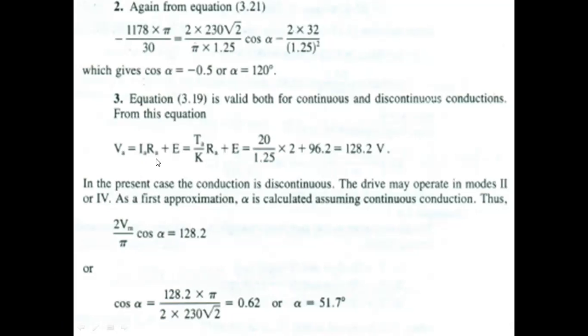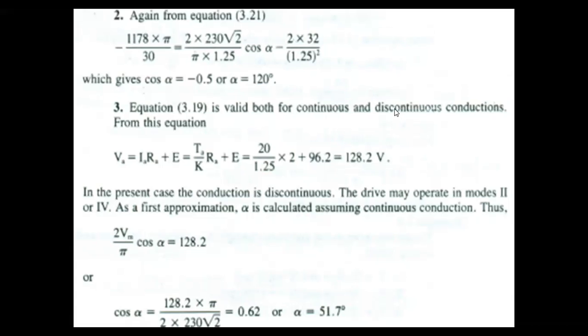So VA is equal to IA RA plus E. IA is written as TA by K, into RA plus E. If you substitute, you will get VA as 128.2 volts. In the present case, the conduction is discontinuous. If it is continuous, the mode of operation will be 1 or 3. If it is discontinuous, it will be 2 or 4. So as it is a discontinuous mode, the value will be 2 or 4.